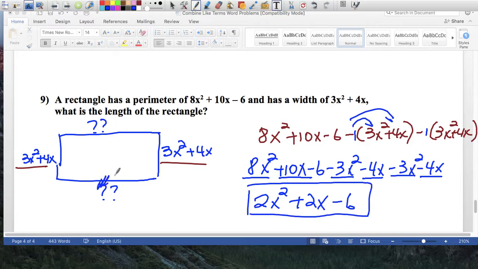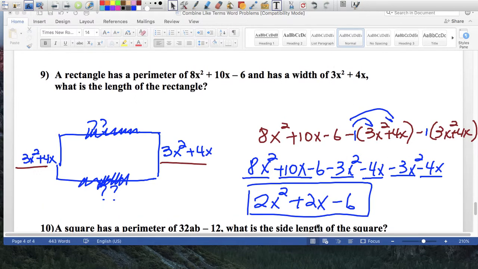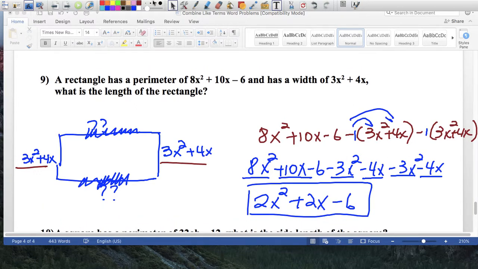So this represents this length over here, and represents the top as well, right? But I want to find how much one of them measures, and in order to do that, I have to divide that whole expression by 2, which is exactly what we're going to do. So let's take that expression and divide everything by 2. Let me change colors. Divide this guy by 2, this guy by 2, this guy by 2.